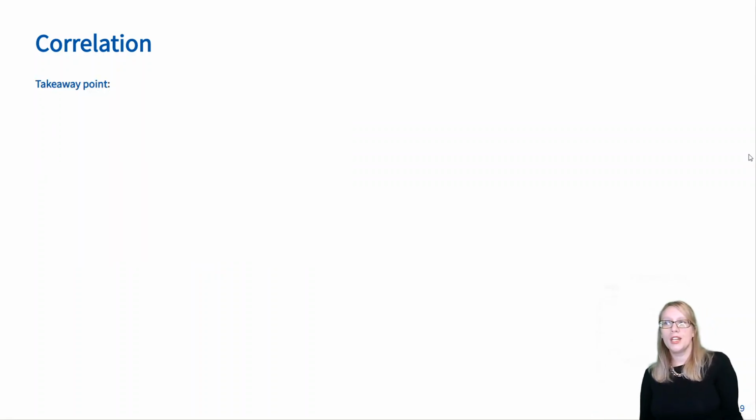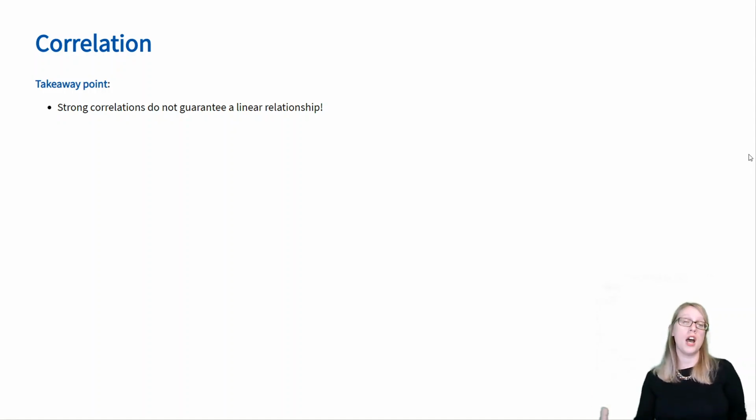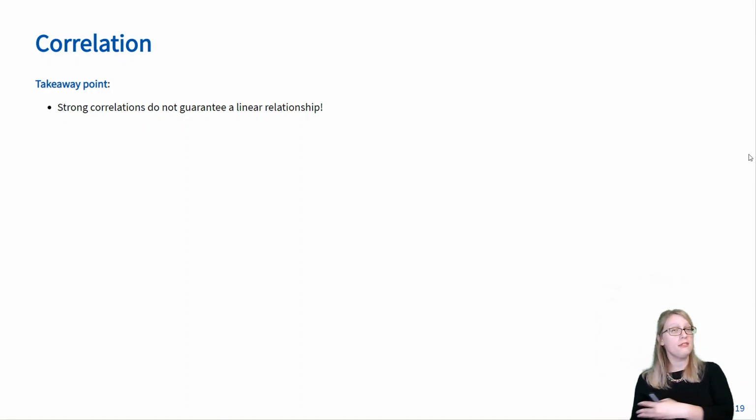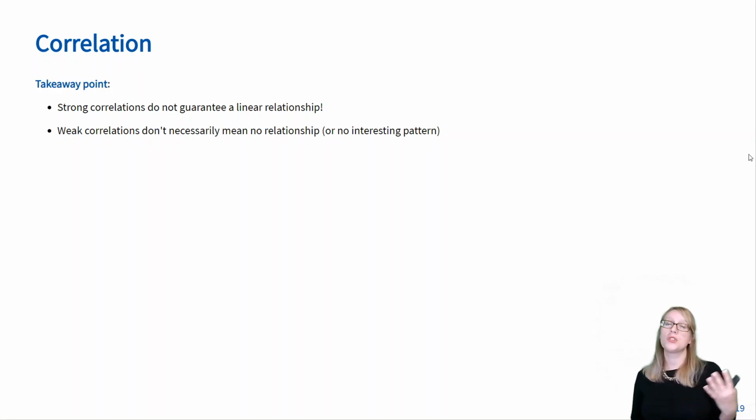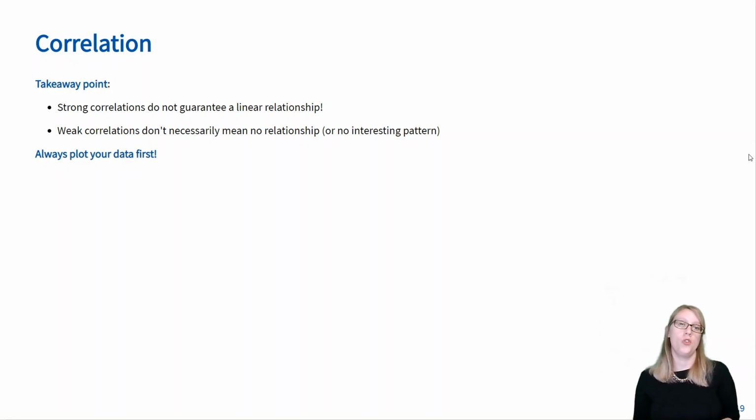So what can we take away from these 2 examples? Well, strong correlations do not necessarily guarantee a linear relationship. We can still see high values for correlation even if the data isn't a linear trend. We can also see that weak correlations near 0 don't necessarily mean that there's nothing interesting in a plot. So I recommend that we never take correlation alone. We should always look at it along with scatter plots of our data.